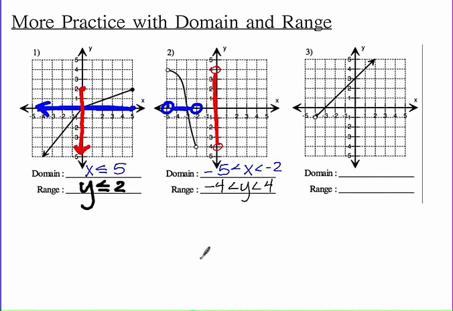Easy enough so far. Now if I look at the third one, I'm going to say, okay, well, again with the domain, I need to find my smallest most value. And I can see that the smallest most value on this function is anything to the left, which is this -4. So again, with the open circle, I'm going to draw an open circle at the -4 on my x-axis.